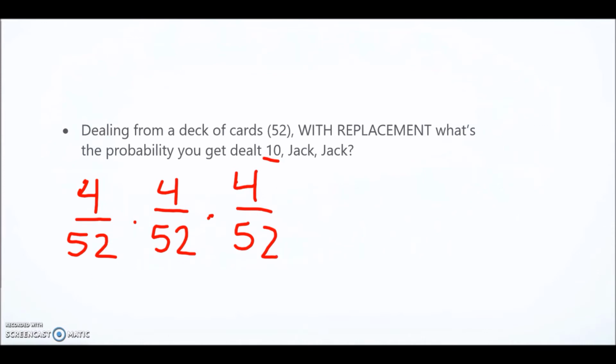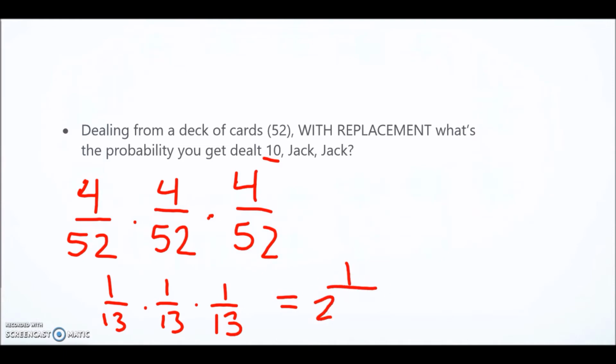Before we multiply, it might be better to just reduce all of these fractions. That's 1 over 13, 1 over 13, 1 over 13. Multiply it out. And that's 1 out of 2,197. And that is too small of a decimal for us to even worry about. It's a whole bunch of zeros. So hopefully you get the idea there.